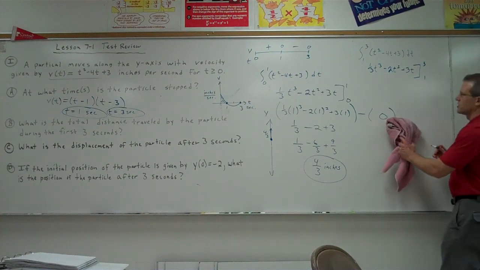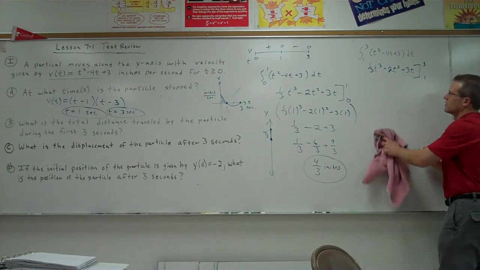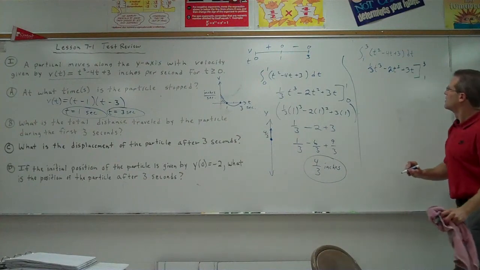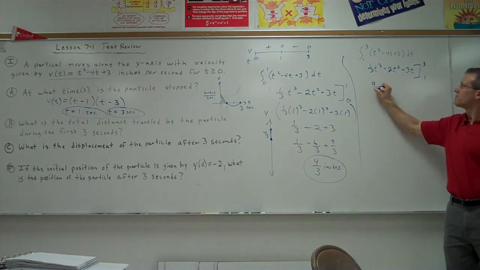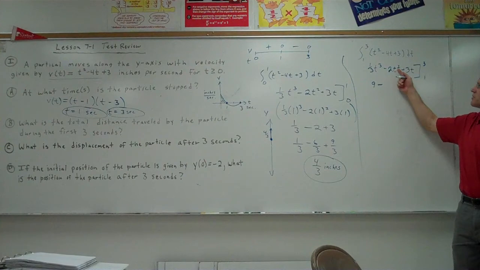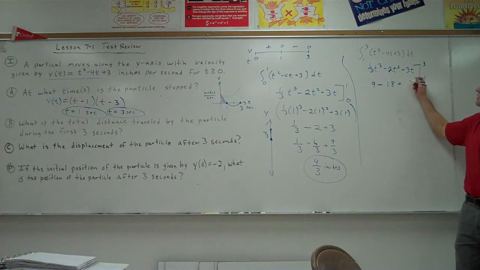I'm erasing this just to get it out of the way a little bit. Okay, plug a 3 in here. Let's do some of this in our head. What's 3 to the 3rd power? 27. What's 1/3 of 27? 9. Plug a 3 in here. 3 squared is 9 times 2 would be what? 18. 3 times 3 would be 9.